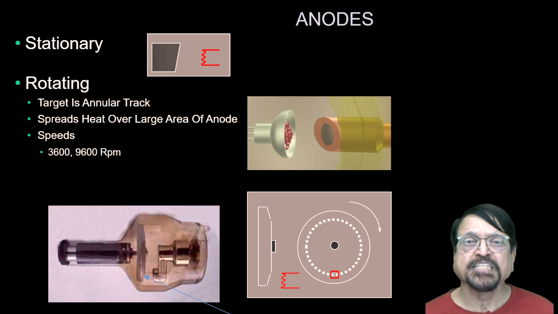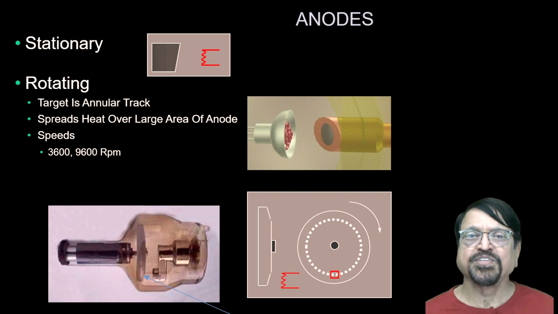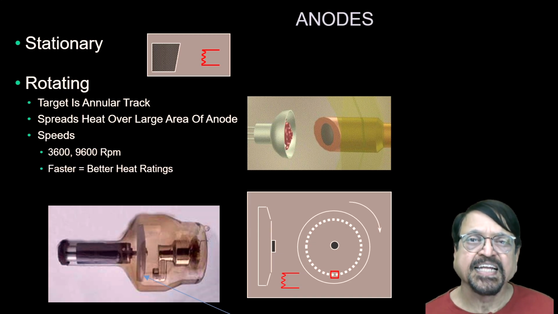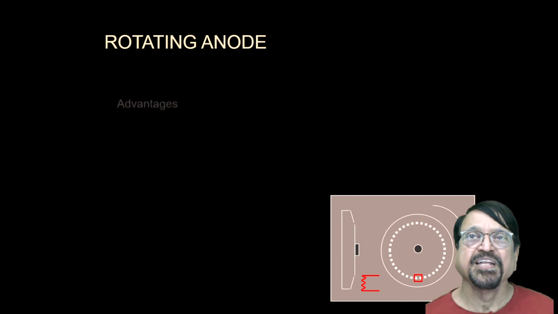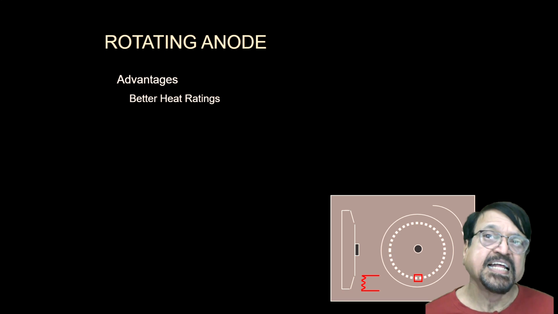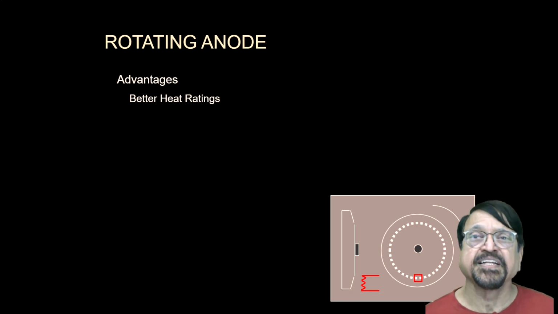The speed of rotation is 3600 in most of the tubes, but in some of the high-end machines where angiographies are done, it can be 9600, where we need to take rapid succession of more X-rays and more heat dissipation is required. There we use a speed of 9600 rotations per minute. Faster will have better heat dissipation. Then anode rating, rotation will distribute the heat. Now the basic aim is to distribute the heat which is being created.